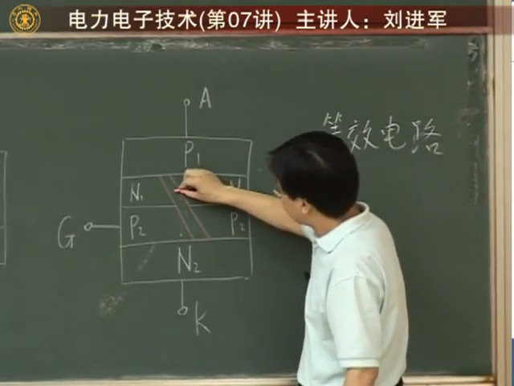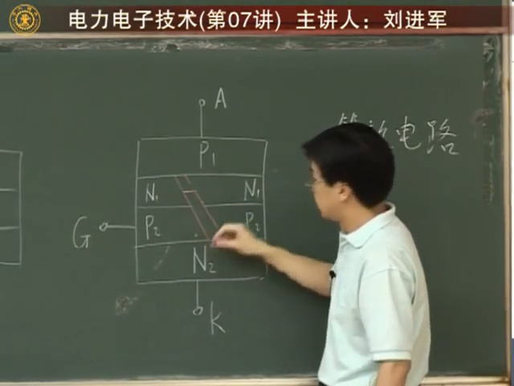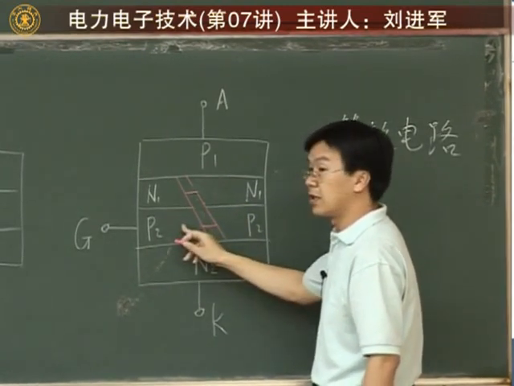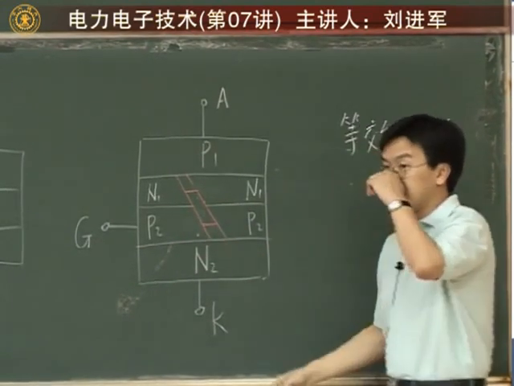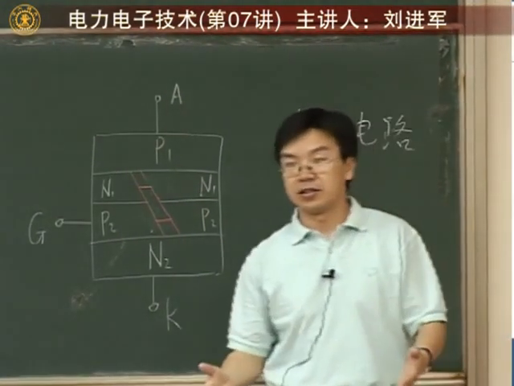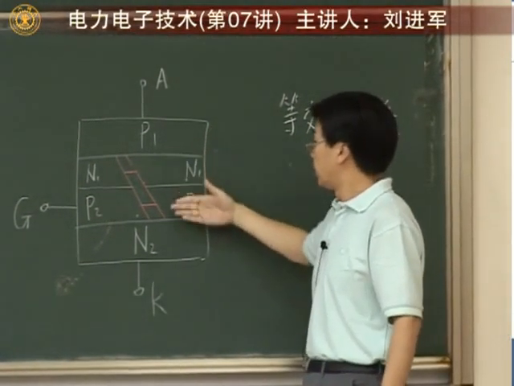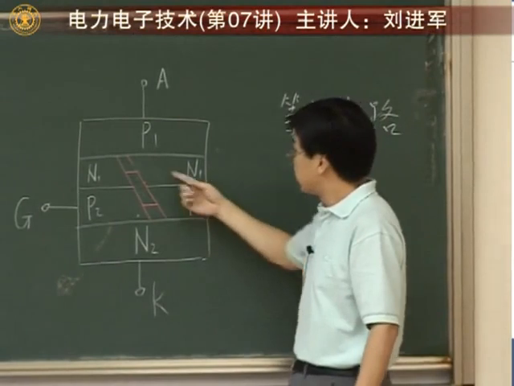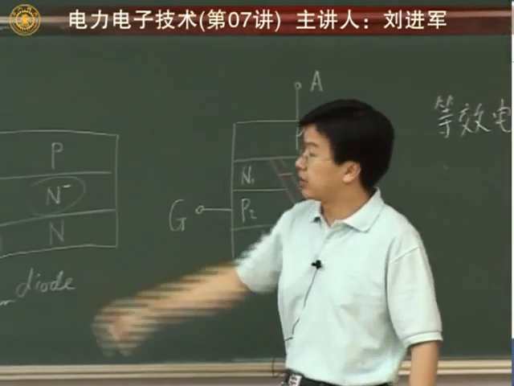And then I'm using a wire, conductor wire, to connect these two parts. Another conductor wire to connect these two parts. That will be the same. I actually did not change anything. This structure is still the same. I still have P1, N1, P2, N2, four layers. But the difference is if I'm looking at this structure in this way, that's the same as what we showed there in that picture.